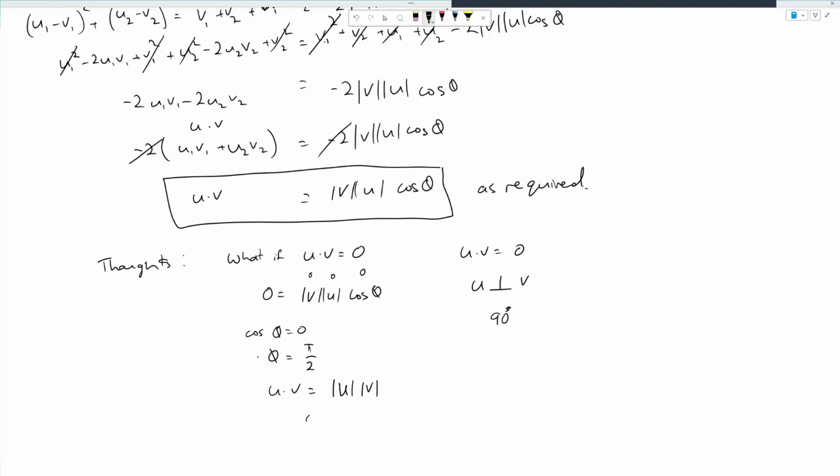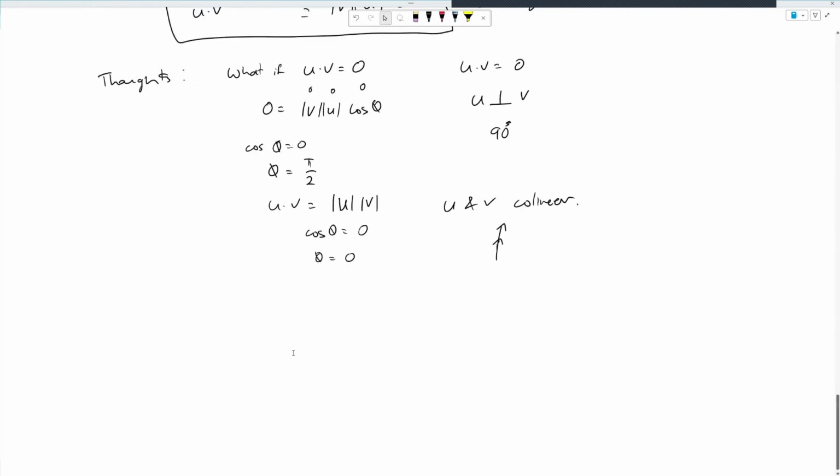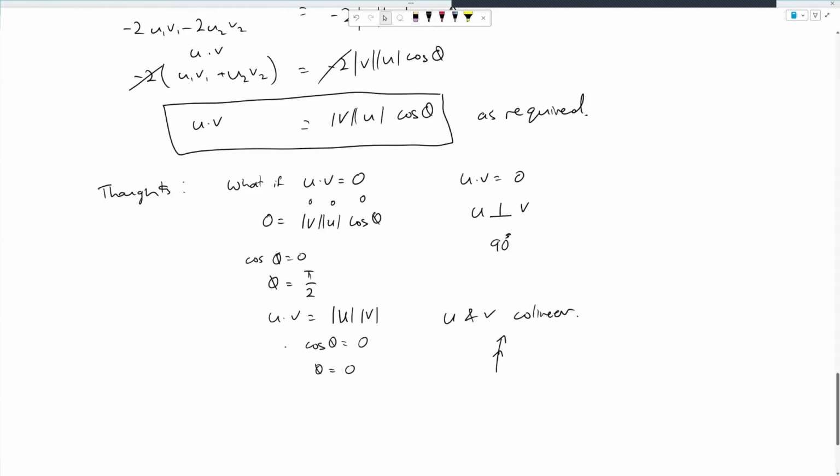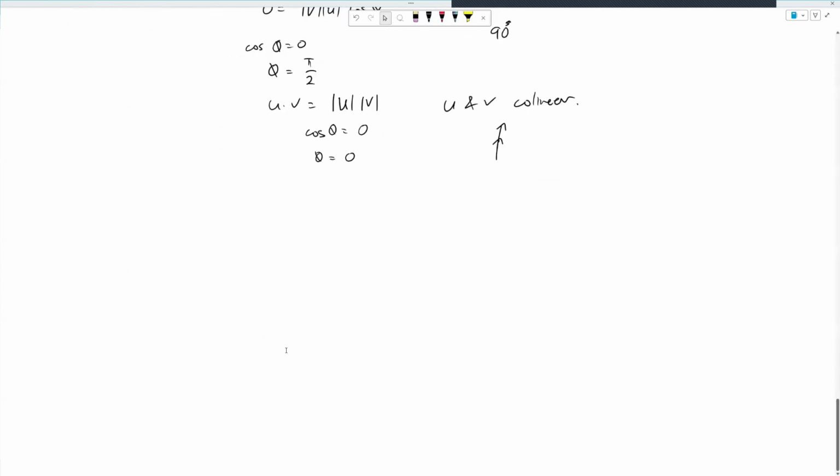Then that just lets us know that cos theta is equal to 0, so theta is equal to 0. Okay, so that means u and v are collinear. So they lie on the straight line. So let's say this is v, then let's say u is somewhere in between. So they both lie on the same vector. Cool. Awesome.